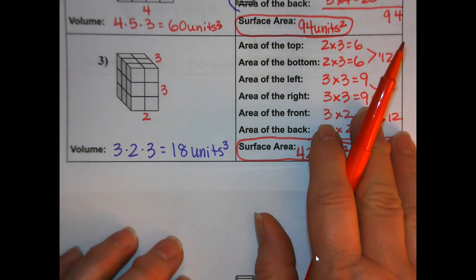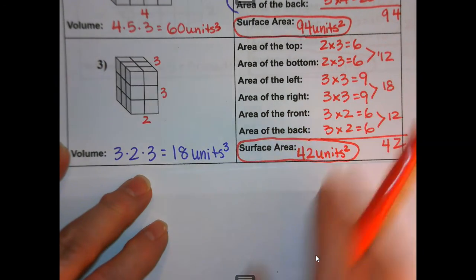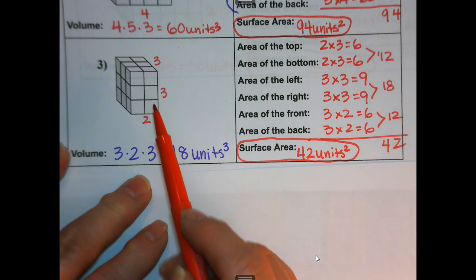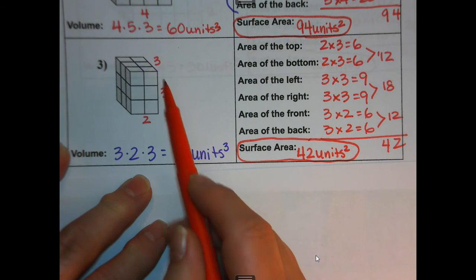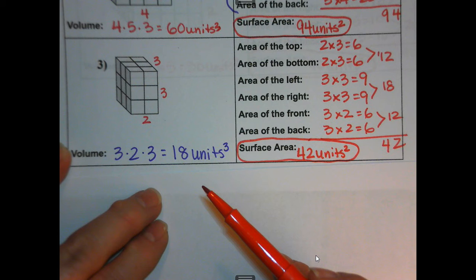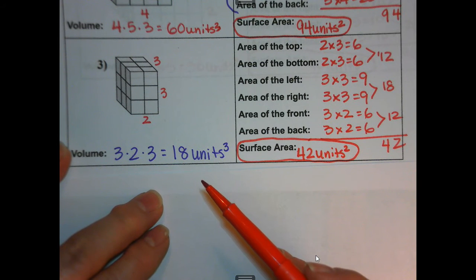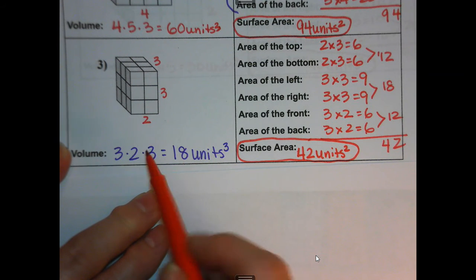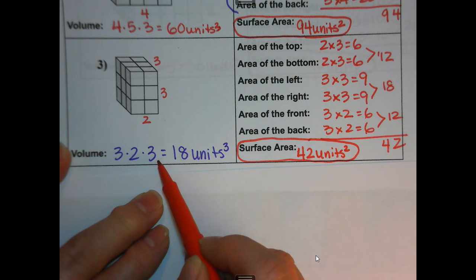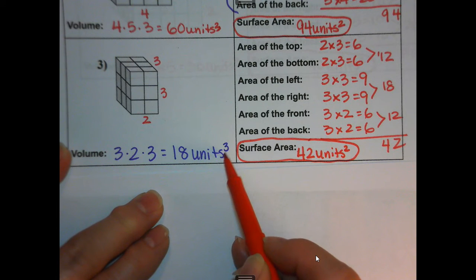To find the volume of the next prism, again, start by finding and labeling the different measurements of your cube or your prism, and you multiply them together to get 18 units cubed because it's volume.